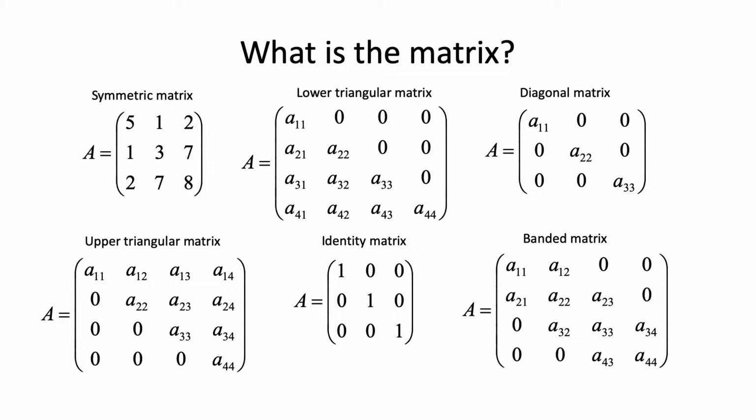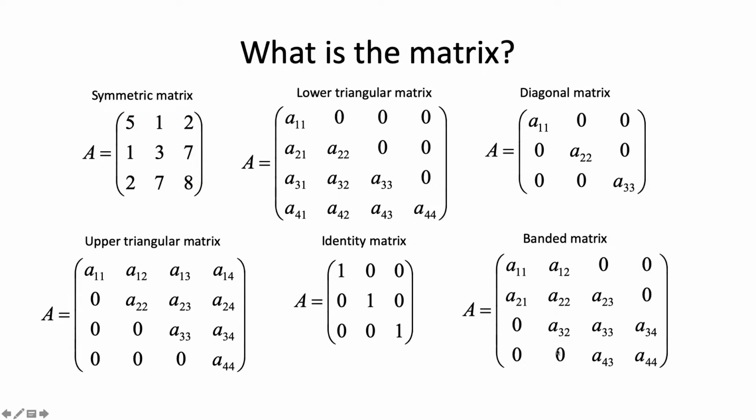Here are different kinds of matrices. A symmetric matrix is a matrix where the elements are a mirror image along the diagonal. The axis of symmetry is the diagonal elements. You can clearly see that the elements of the lower triangle are a mirror image of the elements of the upper triangle along the diagonal.